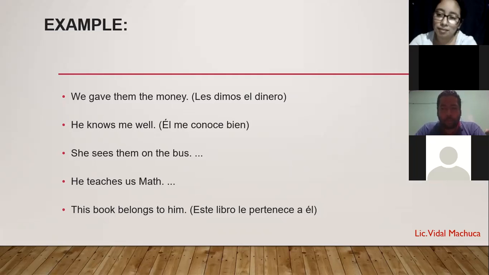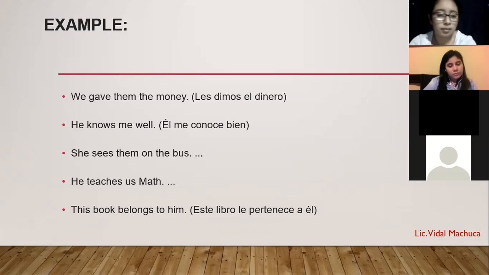Very good. Excellent. Okay. The next one is, she sees them on the bus. She es la que hace la acción, que es la que ve them on the bus. Entonces, them es el que recibe la acción y no decimos, she sees they on the bus. Tampoco decimos, she sees there on the bus, sino que she sees them on the bus. Ok, sí, más o menos se va aclarando esto de object pronoun. Ok, very good, very well.